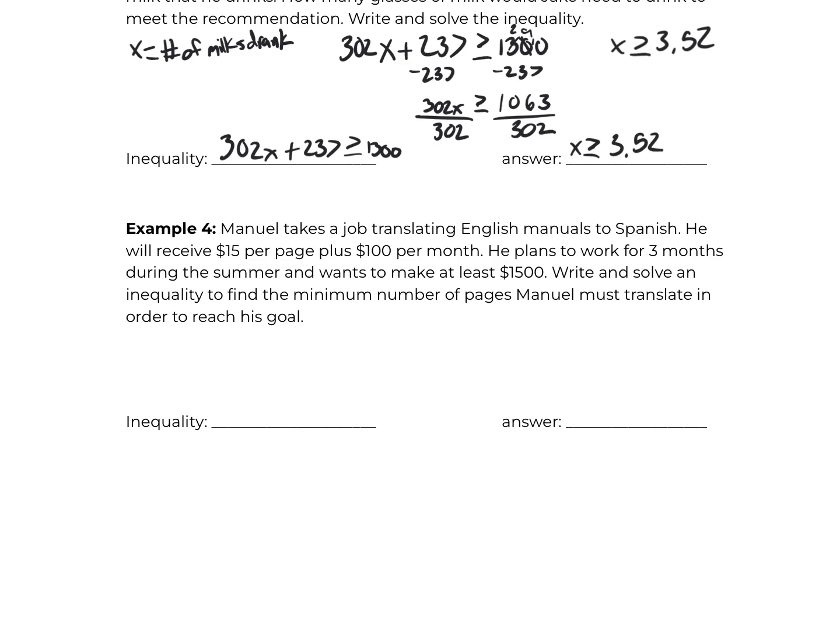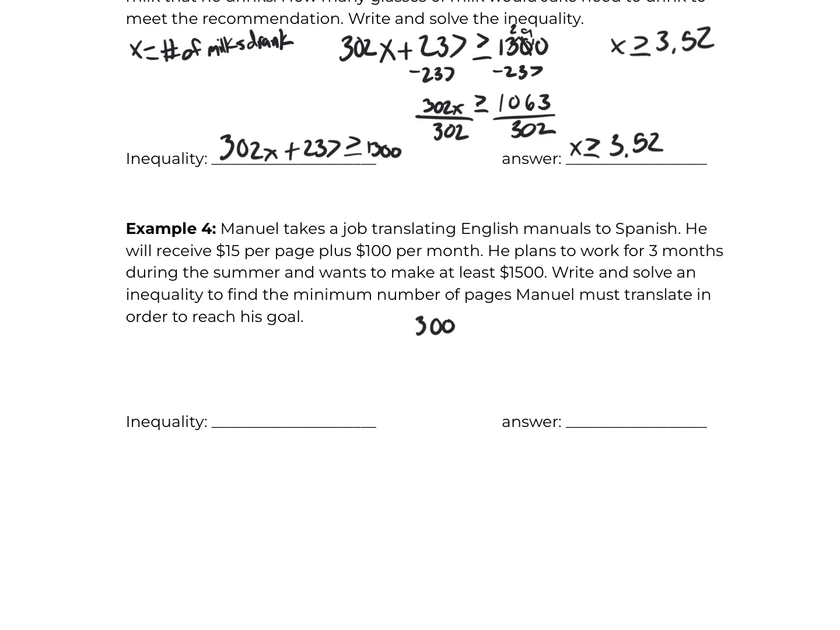All right, Manuel takes a job translating English manuals to Spanish. He will receive $15 per page plus $100 flat rate per month. He plans to work for 3 months during the summer and wants to make at least $1,500. Write and solve an inequality to find the minimum number of pages Manuel must translate in order to reach his goal. All right, so he's going to work for 3 months at $100 per month. So how much is that? 3 times 100 is 300. So he's going to get $300 of flat pay.